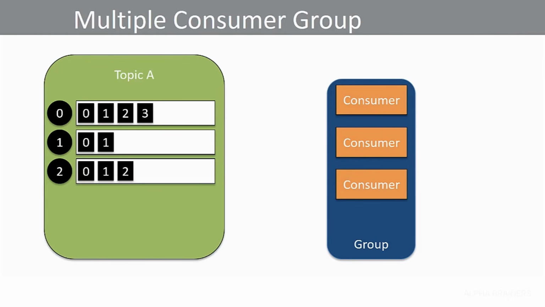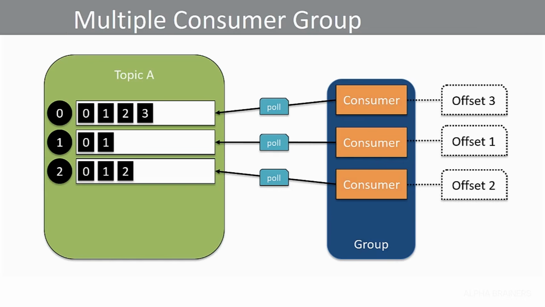But if we had a situation where we had multiple consumers, now we have 3 consumers and 3 partitions, then each one of those can actually pull from a separate partition. So each one's going to have a separate offset based upon what it's read from those partitions.